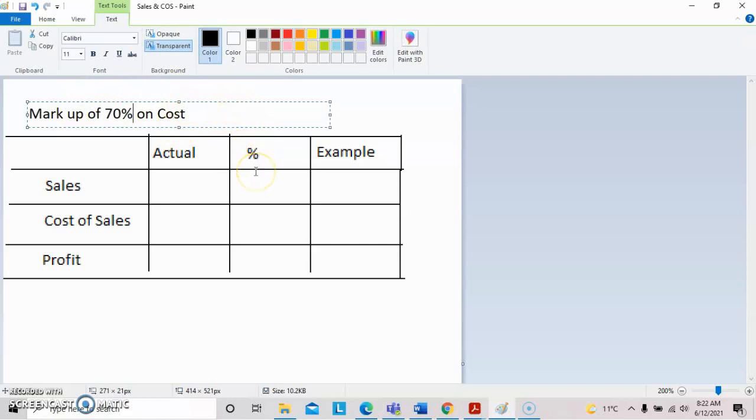Okay, here's something that you need to know. When it comes to cost of sales, we usually, okay, so I'm just going to start with this middle block, which is the percentage side.